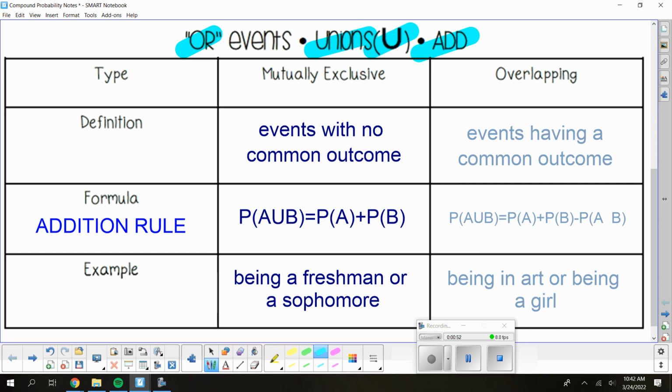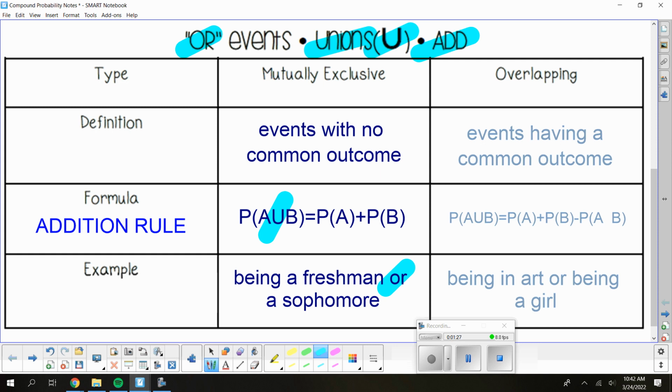The first type we have is mutually exclusive events. Those are events with no common outcome. Our formula for that is the probability of event A union B. Again, that's your symbol for or. If you see that symbol, you need to think or. So it's the probability of A or B, and that's going to be equal to the probability of A plus the probability of B. An example of that is being a freshman or being a sophomore. They have no overlap with each other, and you see that keyword of or there.